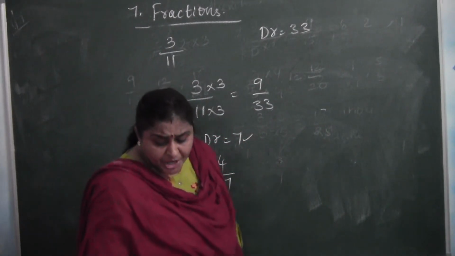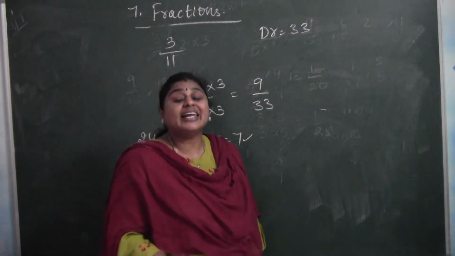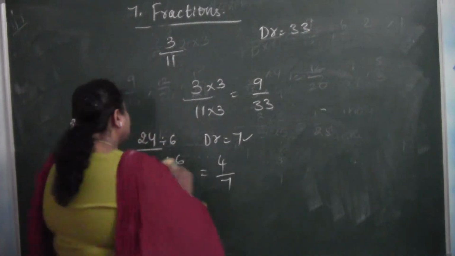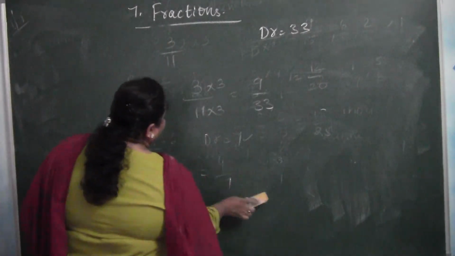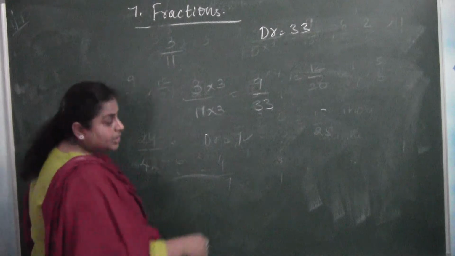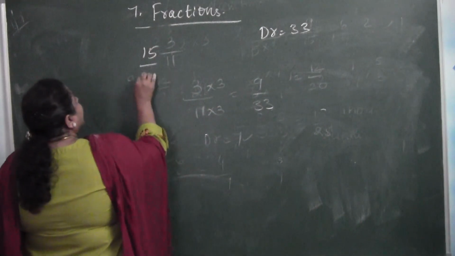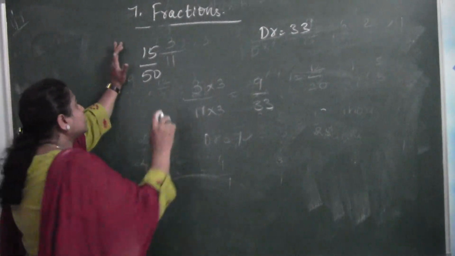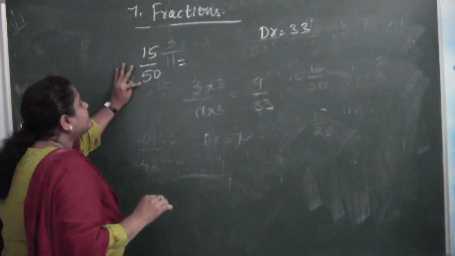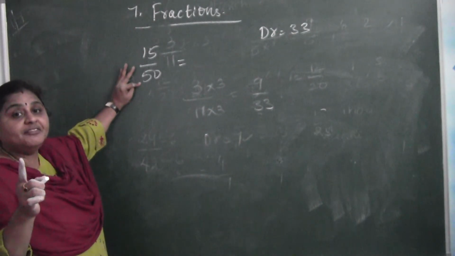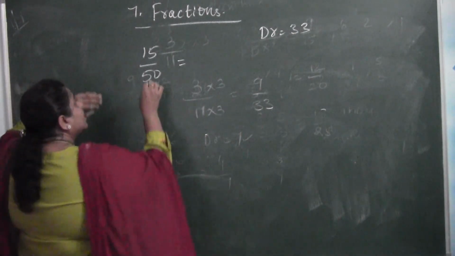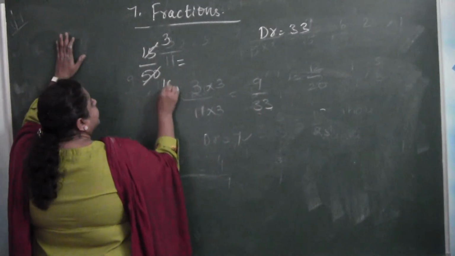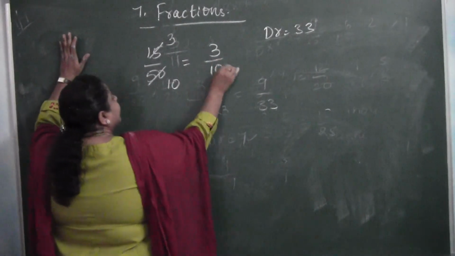What do you mean by simplest form, children? You are cancelling the numerator and the denominator with the same table. Say suppose I have 15 by 50. Now I have to write this 15 by 50 in the simplest form. Now let us see 15 and 50. Both the numbers will go in which table, children? 5 table. So 15 in 5, 3 times, and 50 in 5, 10 times. What did I get? 3 by 10.